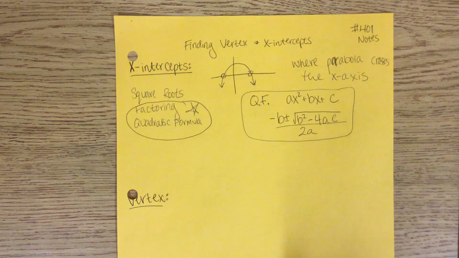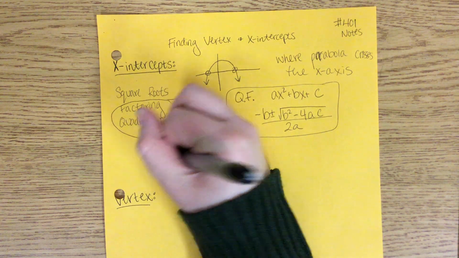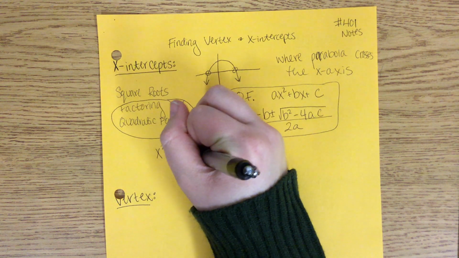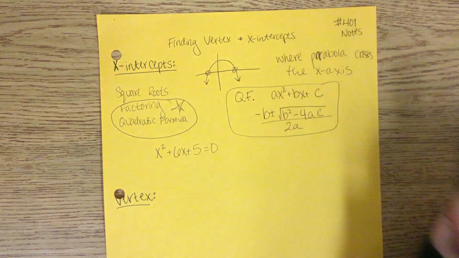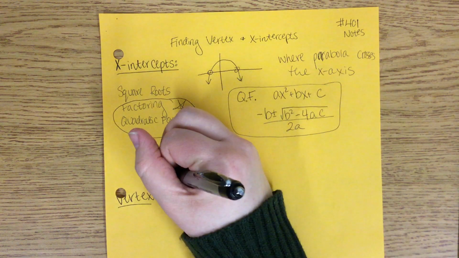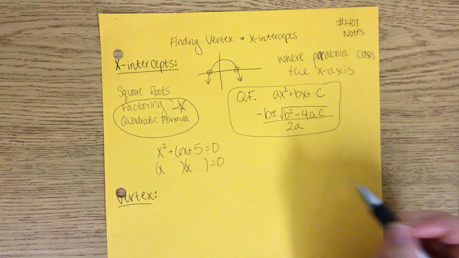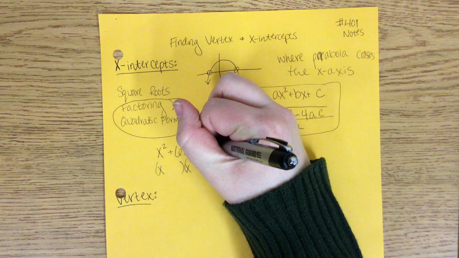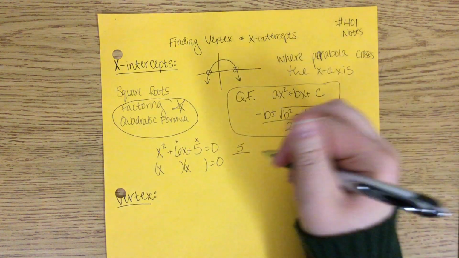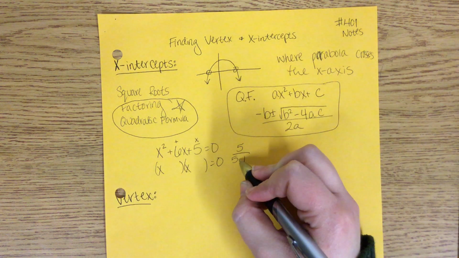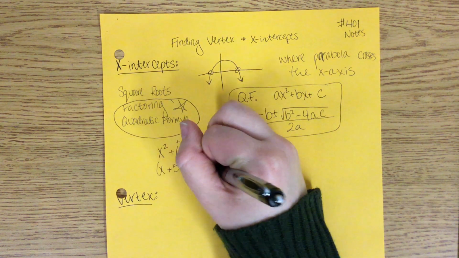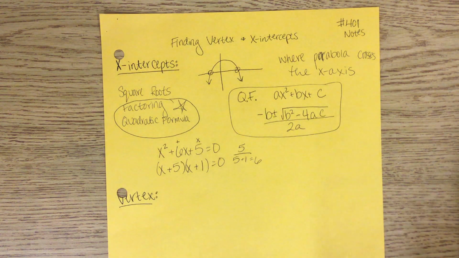Okay. And with factoring, let's say we had x squared plus 6x plus 5 equals 0. Factoring is where I'm going to set up two parentheses. And in those parentheses, I'm going to put an x in each. And then for the numbers, I want two numbers that multiply to make 5, but also add to make 6. Well, the only factors of 5 are 5 and 1, and it just so happens that if I add 5 and 1, I get 6. Those are going to be my two factors.